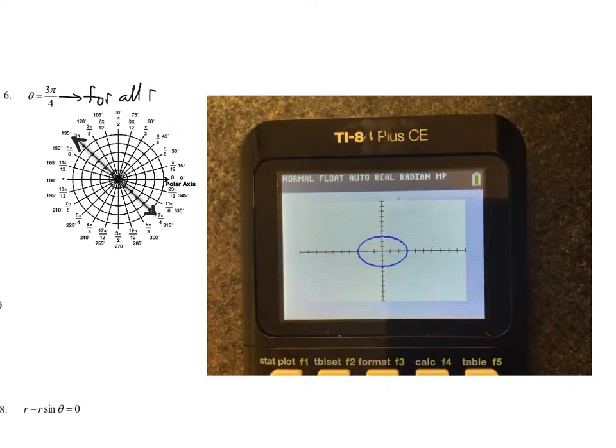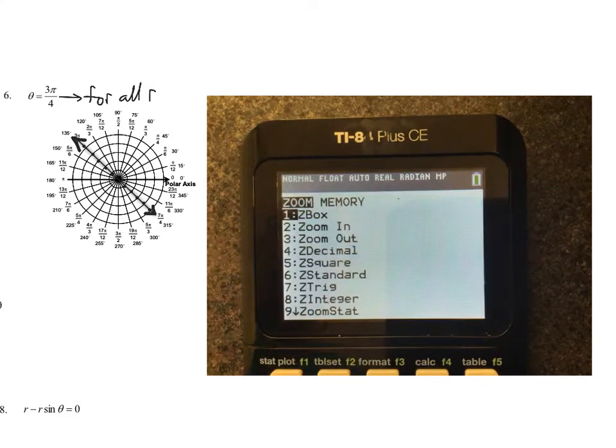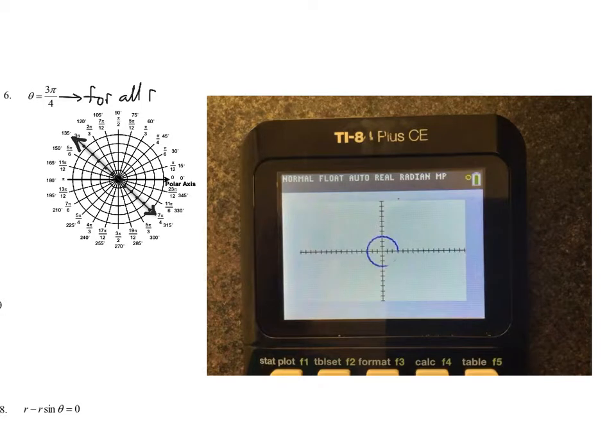You could use zoom 5. The zoom box? Yeah. Oh, zoom square, yeah. There you go. Very good. That was literally the first time I ever used that one. I've never used zoom square before. Looks much nicer.